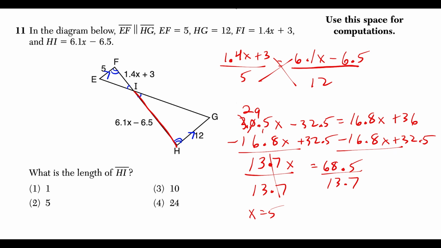What we have to do is plug x back in to solve for the length of hi. So this is a very distracting answer choice here. It'd be devastating if we pick that. So we have 6.1 times x equals 5, and then minus 6.5. So once again, 6.1 times 5 was 30.5, and now we're subtracting 6.5. So 0.5 minus 0.5 is 0, and then 30 minus 6 is 24. So we're going with choice 4.